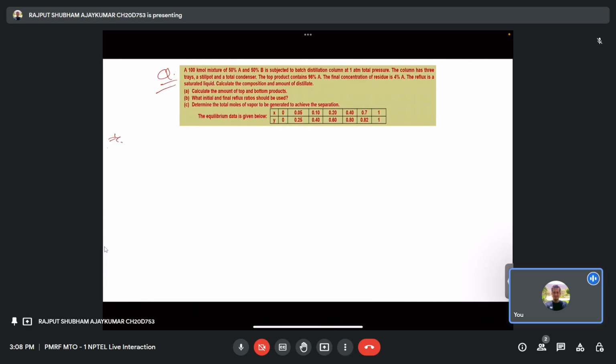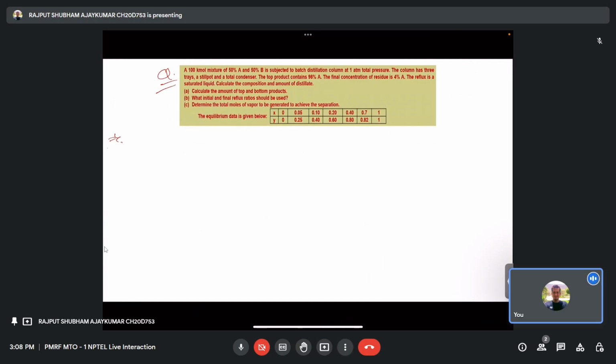The question says that a 100 kilomole mixture of 50 mole percent A and 50 percent B is subjected to batch distillation in a column at 1 atmosphere total pressure. The column has 3 trays, a steam pot and a total condenser, and the top product contains 96 mole percent A. The concentration of A in the top product is already provided, and the final concentration of residue is 4% A. The reflux is saturated liquid, so the slope of the q line will be 1, that is q equal to 1 for saturated liquid. Calculate the composition and the amount of the distillate.